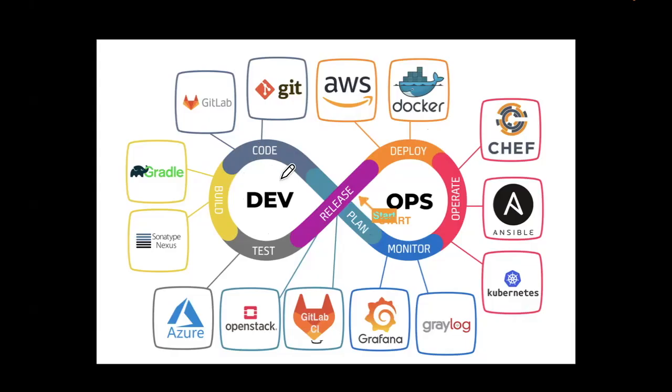This part of the process is dominated by development. This part over here is dominated by operations. Operations really is where you've deployed new features into production and you're monitoring how it's performing and getting feedback from that monitoring.